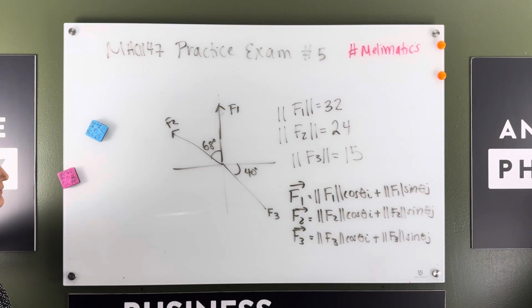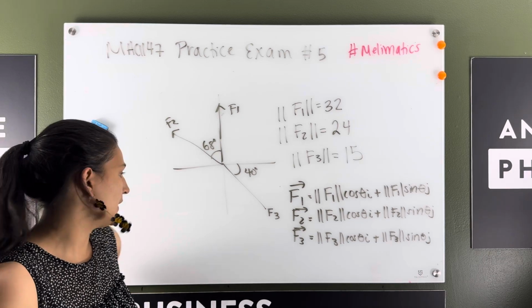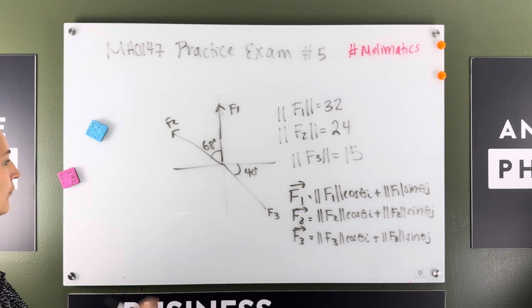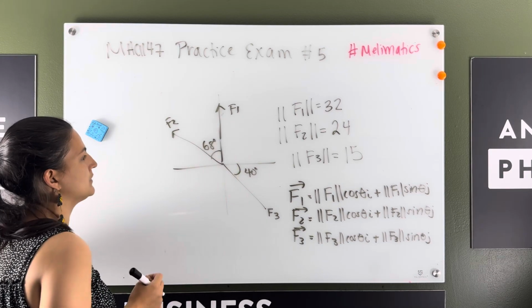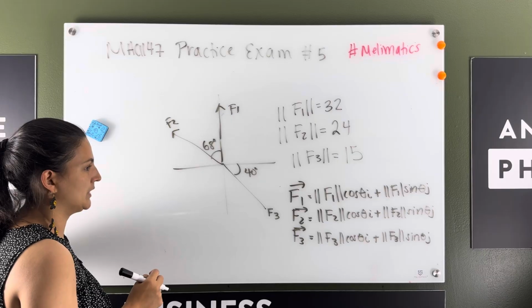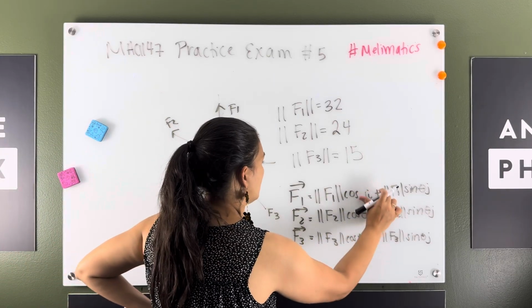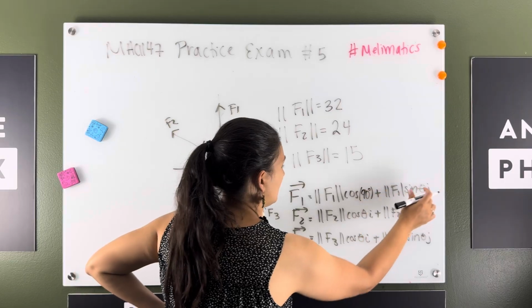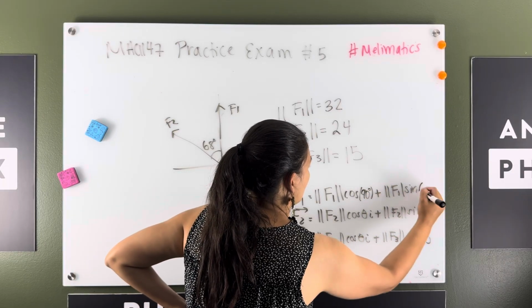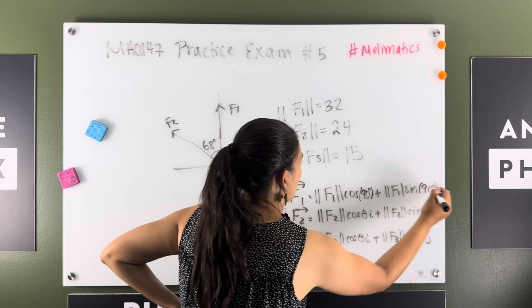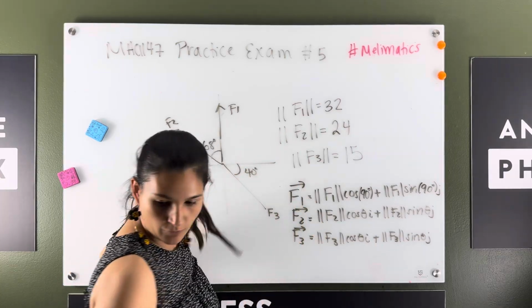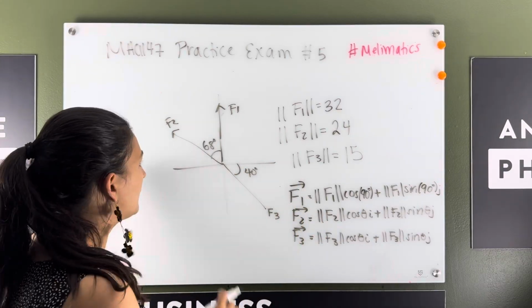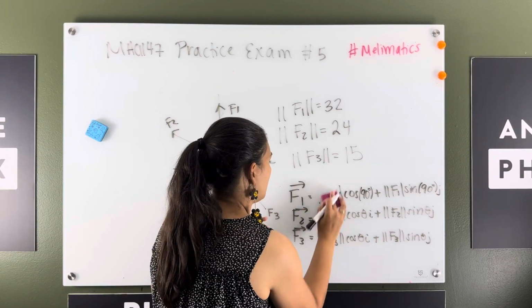So we need to figure out the correct thetas, right? The correct angles. So for force 1, it is right on the 90 degrees. Okay, so that'll be nice. We can plug in 90 degrees. I already know that force 1 is 32, so I'm going to plug that in as well.